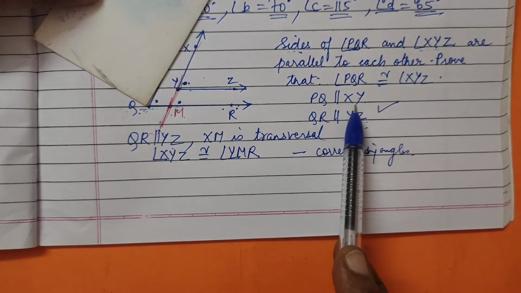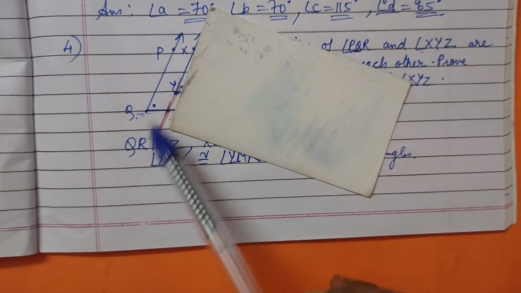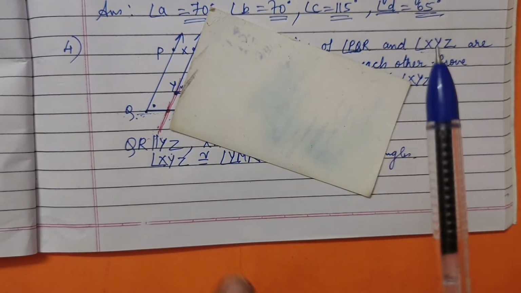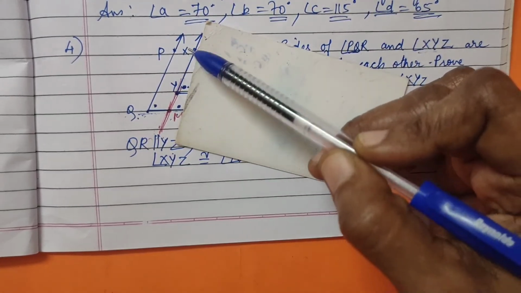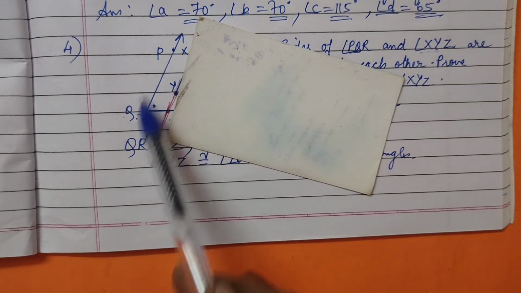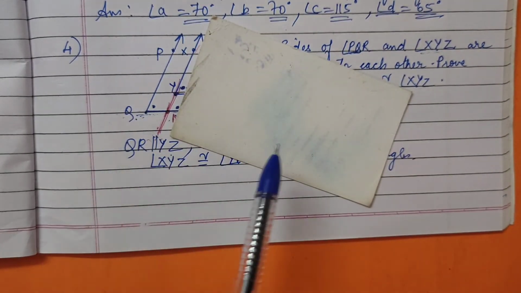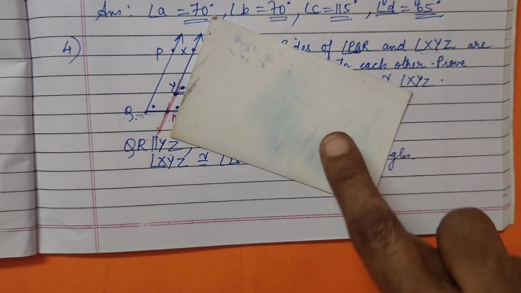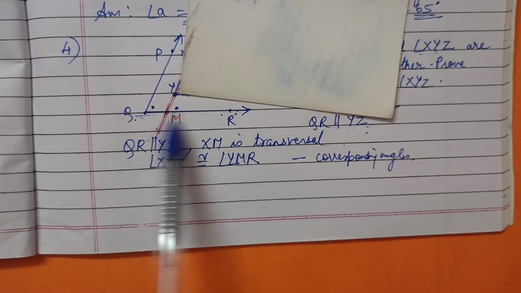Let's go for PQ parallel to XY. Now look, PQ is parallel to XY. Can you see the two lines here? This is an extended line here. Now here we again need a transversal for these two lines, PQ and XY. We will consider QR as a transversal.